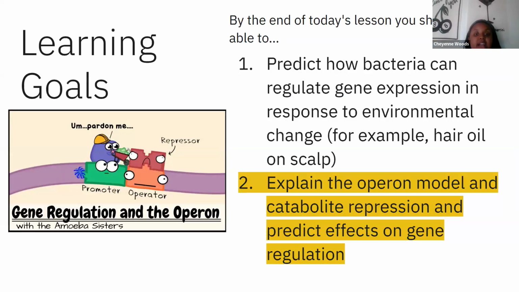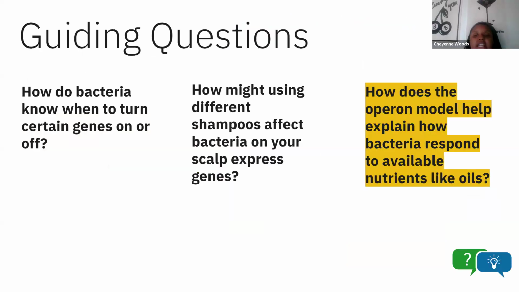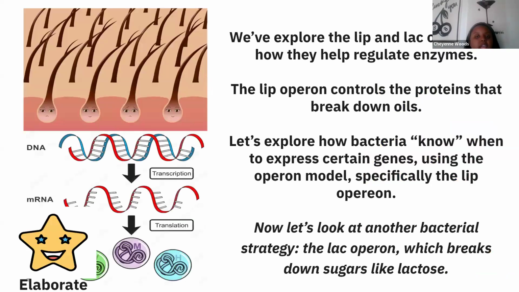So now I want to get into the second half of the lesson, which we're going to be talking about explaining the operon model and catabolite repression and predict effects on gene regulation. And a guiding question that's associated with that is how does the operon model help explain how bacteria respond to available nutrients like oils?